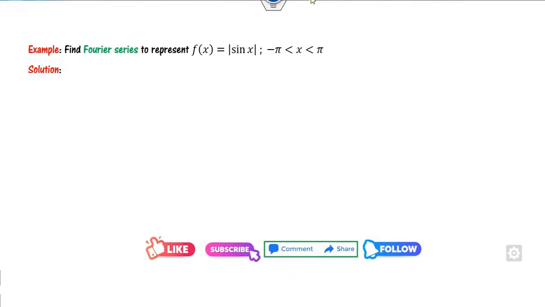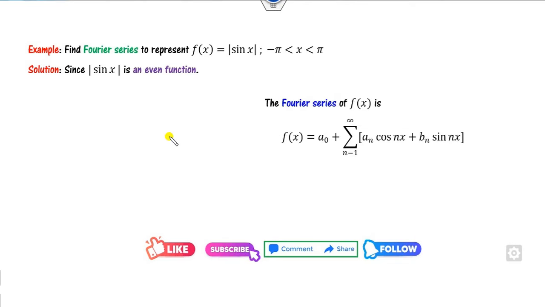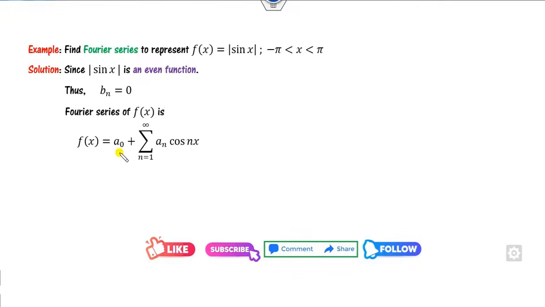Look at this next example. You can see it's from minus pi to plus pi. So check whether this is an even function or an odd function. Clearly, mod of x, mod x is always an even function. So that means if mod x is an even function, bn will be 0. So that part will be 0. So your target is to find a0, an. Angle is 1, so your target is to find a1 also.